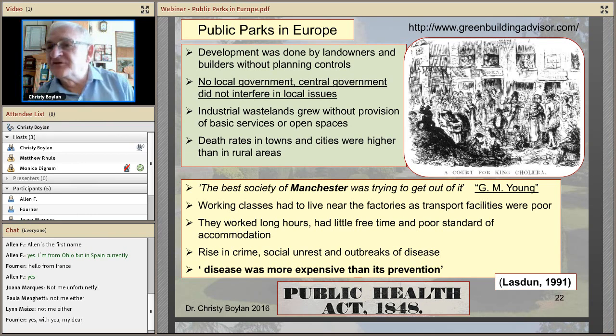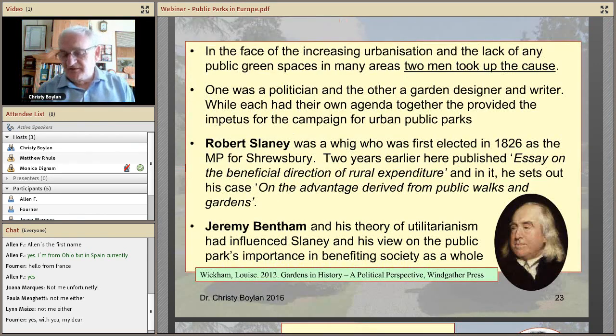So death rates in towns and cities were higher than in rural areas. And they said in Manchester, for example, that the best society of Manchester were trying to get out of it. This gave a hint that the best places to live were not in the cities that were beginning to build, but in rural areas. And working classes had to live near the factories because there was no such thing as public transport at the time. And they worked long hours, they had little free time and a poor standard of accommodation.